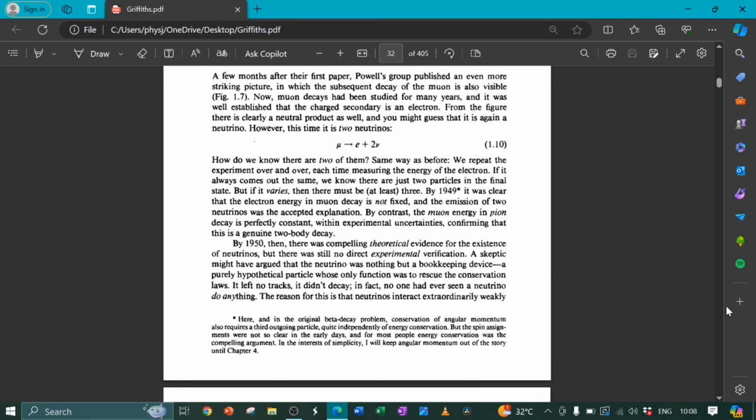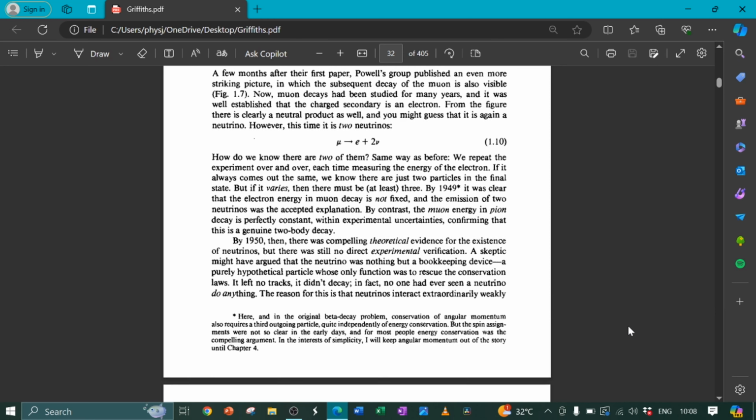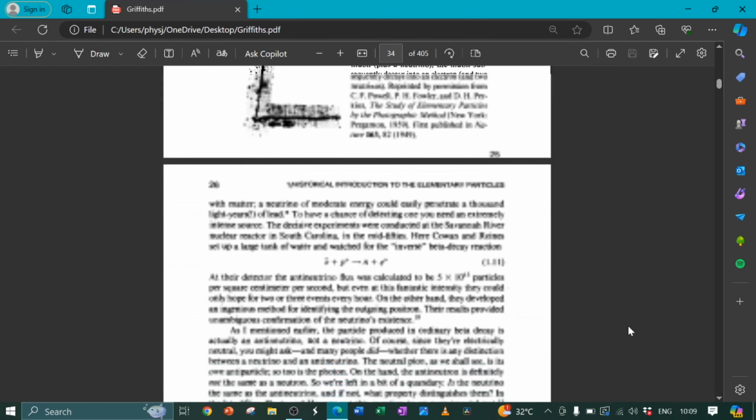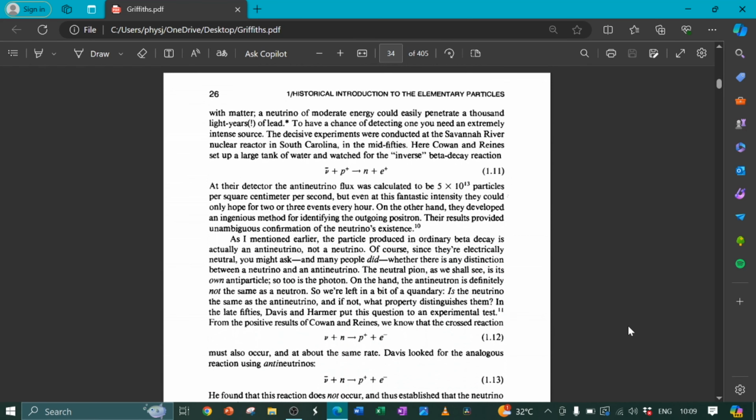It left no tracks, it didn't decay. In fact, no one had ever seen a neutrino do anything. The reason for this is that neutrinos interact extraordinarily weakly with matter. A neutrino of moderate energy could easily penetrate 1,000 light years of lead.